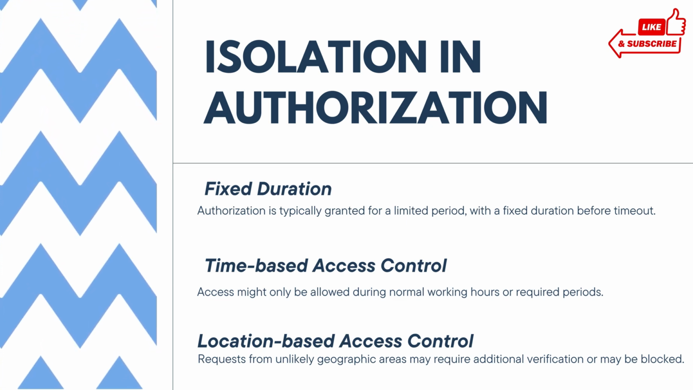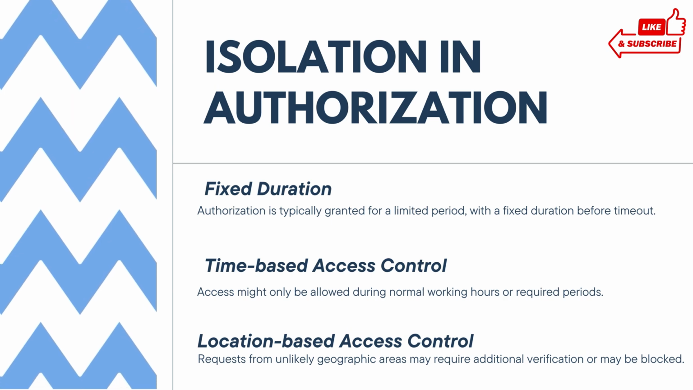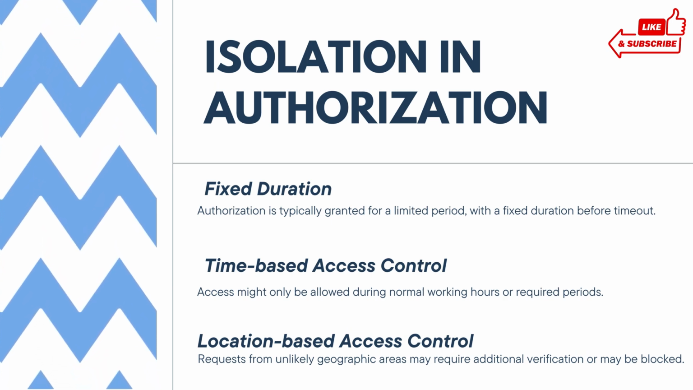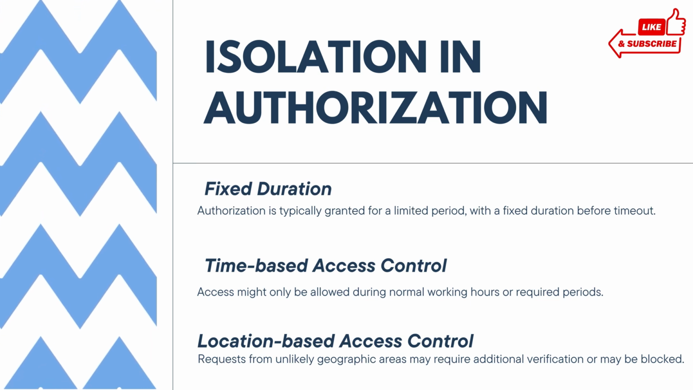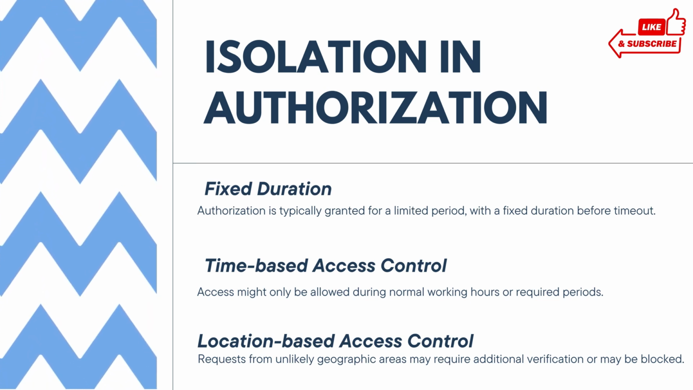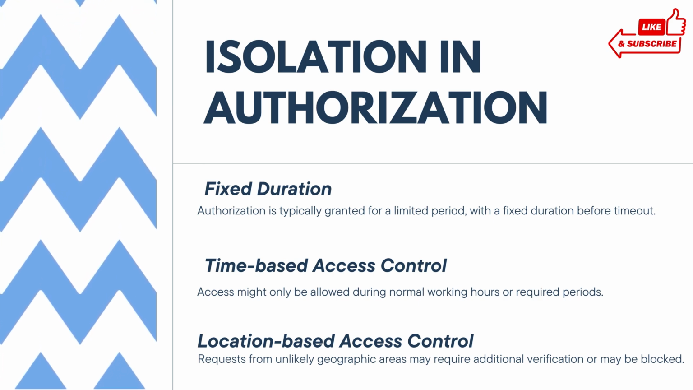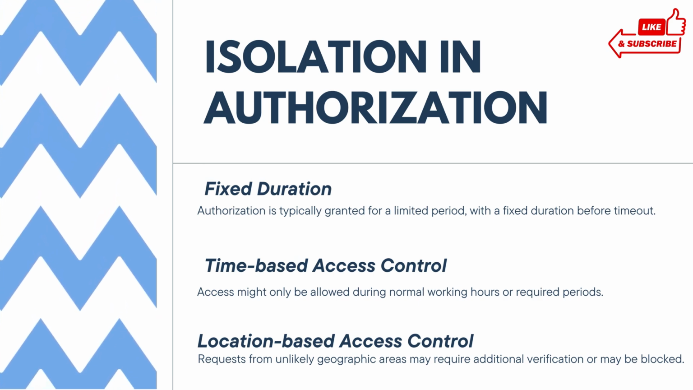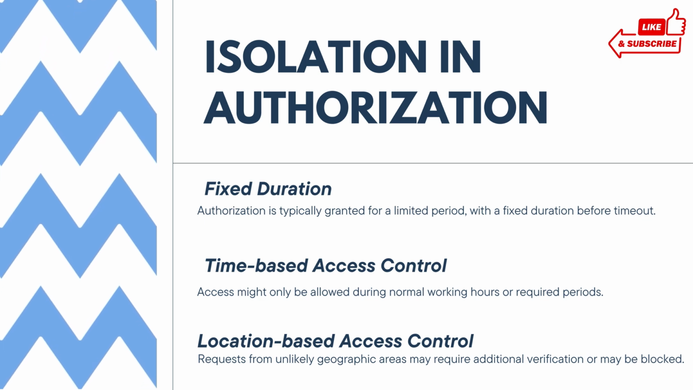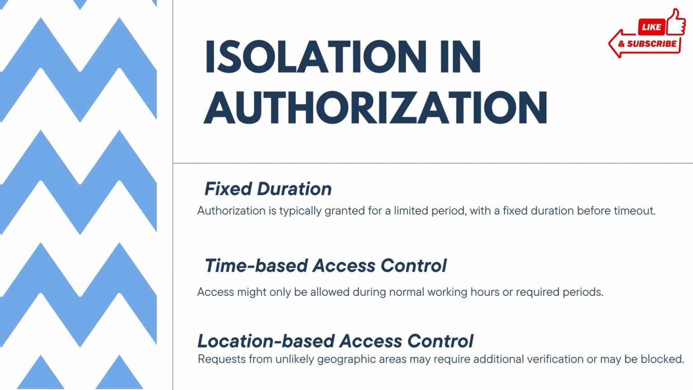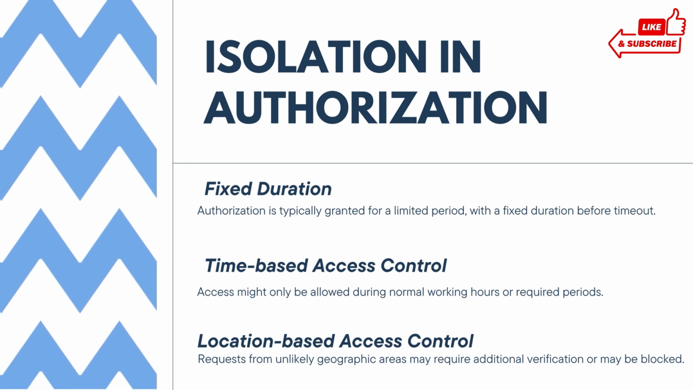Point 2. Time-based access control. Next, we've got time-based rules. Ever try logging into your work system at 3 a.m. just for fun? Probably not. And the system might not let you. Access can be set to kick in only during normal working hours or specific times you're supposed to be on the clock. It's like the system saying, hey, it's not your shift, go back to bed. This keeps things locked down when they don't need to be wide open.